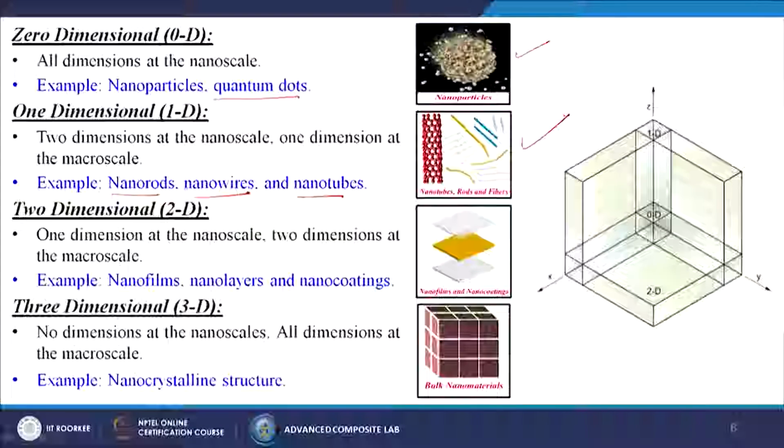Then 2 dimensional, 1 dimension at the nanoscale. When we are talking about 2 dimensional, only the z dimension is in the nanoscale, and x and y are in the macro scale. So, like nanofilms, nanolayers and nano coatings. When we are talking about 3 dimensional, no dimensions are at the nanoscale, all dimensions are at the macro scale itself. So, it is the whole one. So, examples like nanocrystalline structure or bulk structure, or generally we call them bulk nanomaterials.